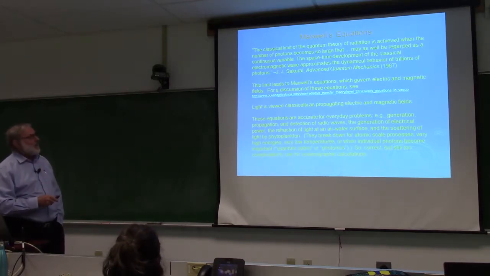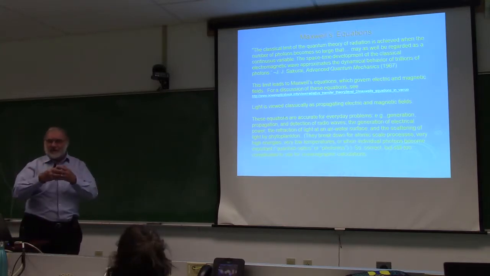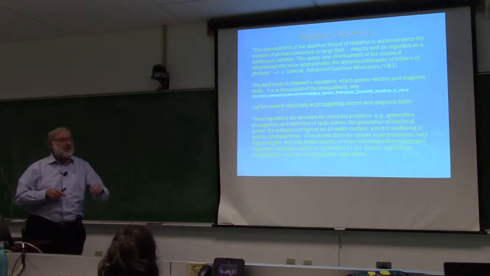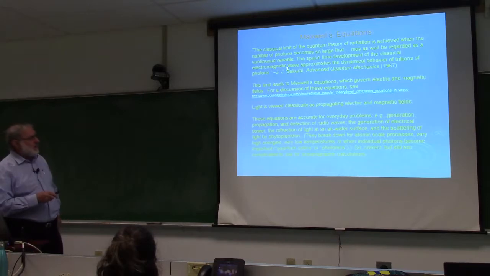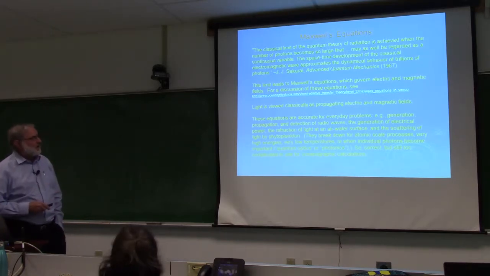Basically, here's a statement from a quantum mechanics book that says the classical limit of the quantum theory of radiation, that's QED, is achieved when you have an enormous number of photons so that the light can be considered a sort of continuous something rather than a lot of little pieces, which are photons. And so the classical electromagnetic wave, that's Maxwell's equations, approximates the behavior of trillions of photons. So that's how it all ties together.